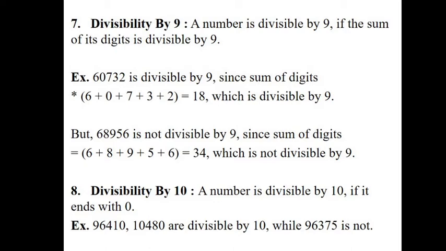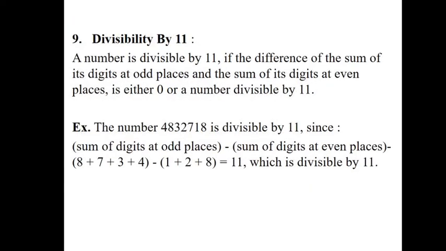Okay, we decided. Next, the number 68956 is not divisible by 9, since the total sum of the digits is 34, and 34 is not divisible by 9. So this number is not divisible by 9. Okay. So divisibility rule for 10: the number is divisible by 10 if the end digit is 0. Very simple. The end digit being 0 means it's divisible by 10.